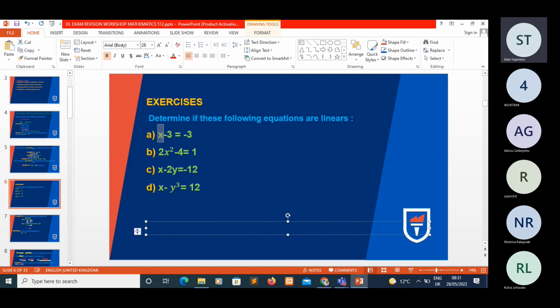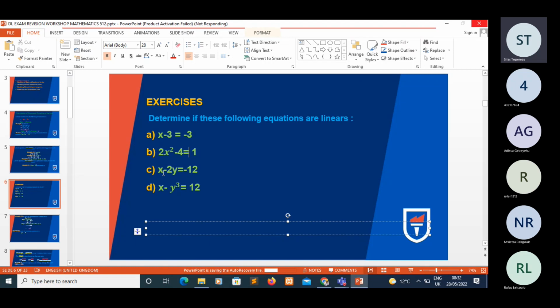It must be the power of 1. If it has the power of more than 1, it's no longer a linear equation. So if I say determine whether this one is a linear equation, you check the powers. I have x here, which is my variable. If I check the x, I've got the power 1. It's not having the power of more than 1, which means this one is qualified to be a linear equation. Why? Because it has an x variable with the power of 1. So that's how you determine that.